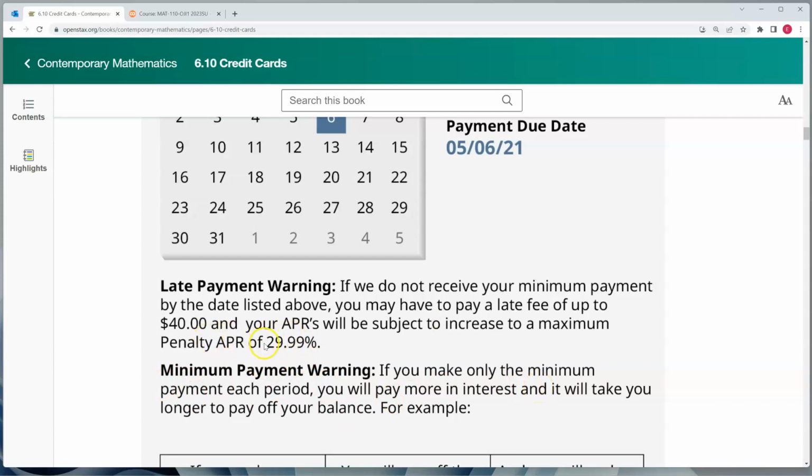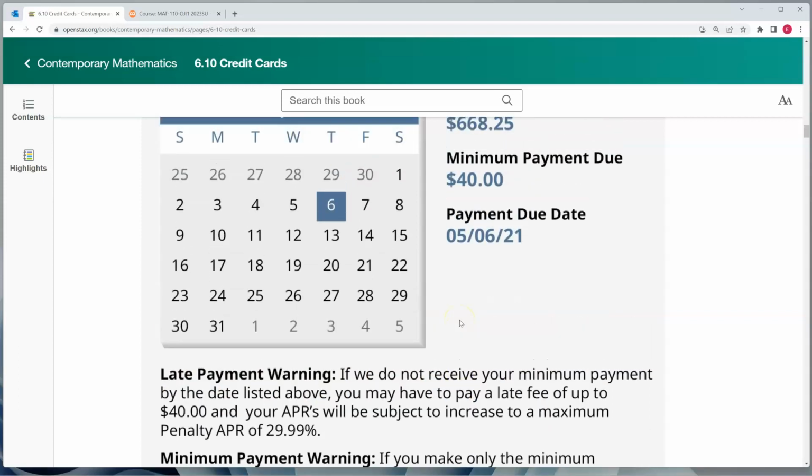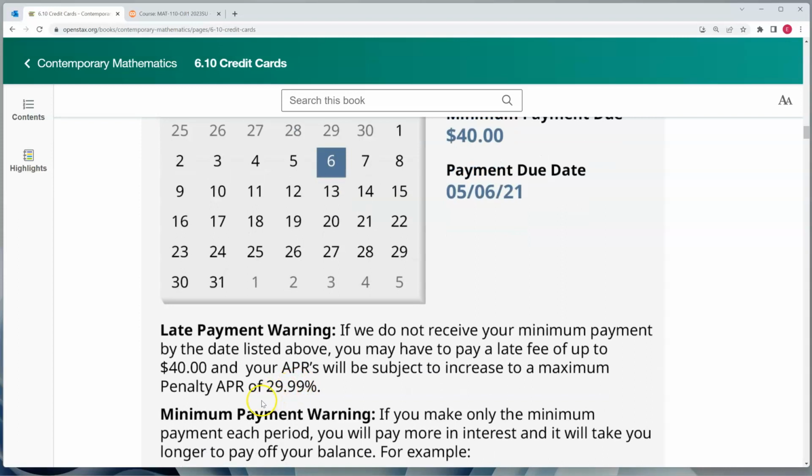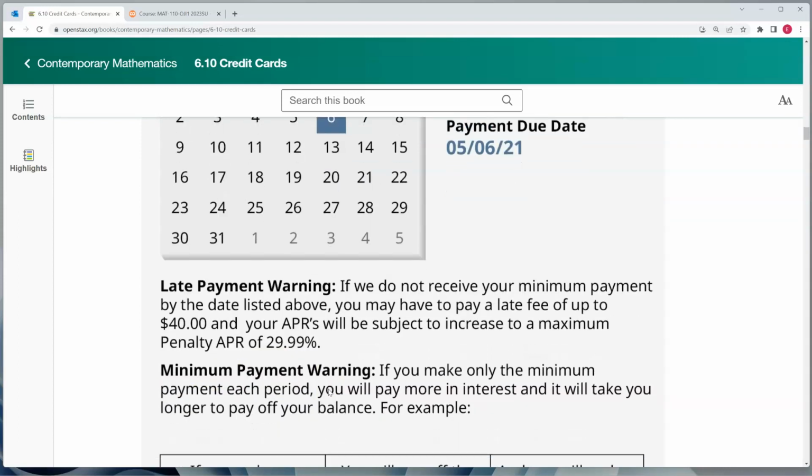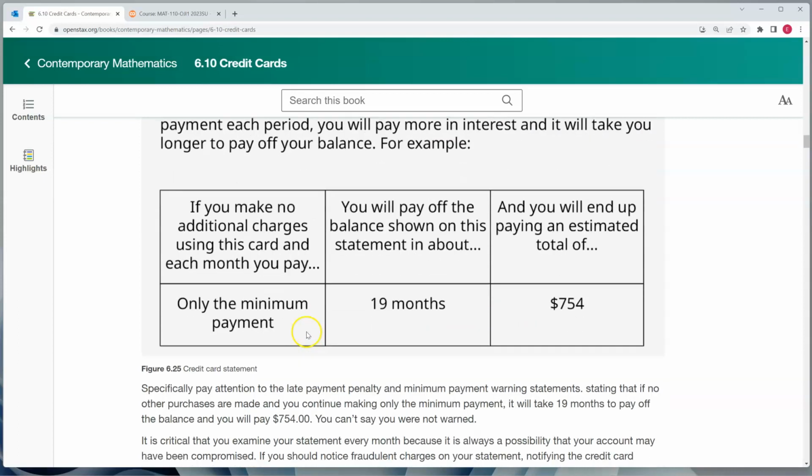This is a late fee, and if you are late and you don't pay your $40 minimum payment, not only are you probably going to be charged a late fee, but you're going to increase your APR as a penalty to 29.99%. And that's something that credit card companies can do.